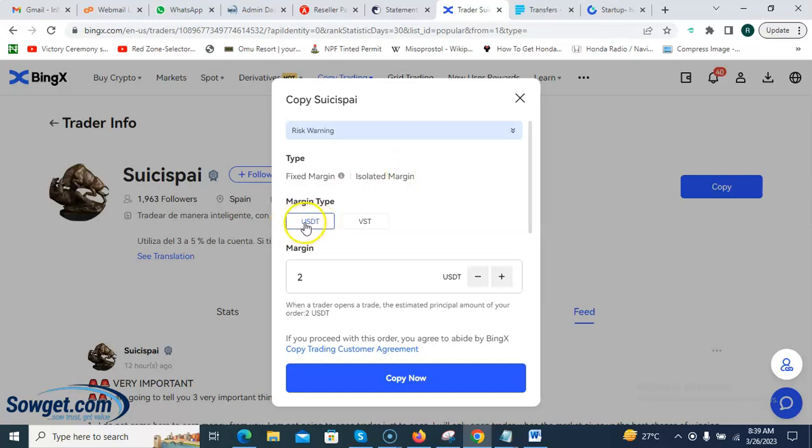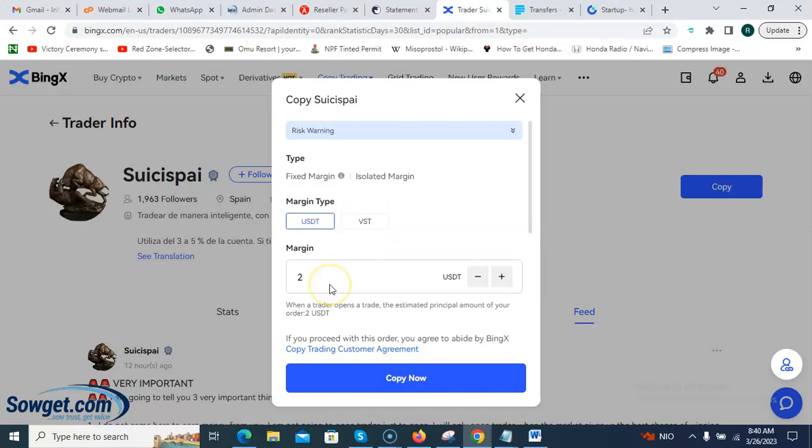Okay, so the margin type here is USDT. This VST simply means virtual USDT, which is a virtual account. BingX has what we call a demo account. If you want to start copy trading and you don't want to deposit your real money into your BingX account, you want to first use a demo to see if this platform is the best for you before you commit your hard-earned resources. Then you can use what we call VST, which simply means virtual USDT.